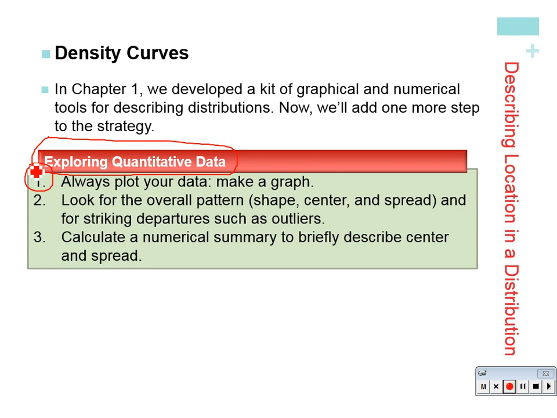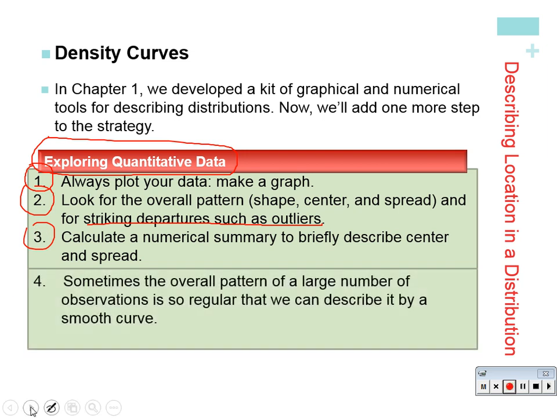So when we're talking about quantitative data, first plot your data, then look for the overall pattern of the data and any striking departures from the pattern, which are known as outliers. Then once you have an idea of what the overall pattern is, what the shape of it is, you can start to calculate your numerical summary to describe the center and the spread.